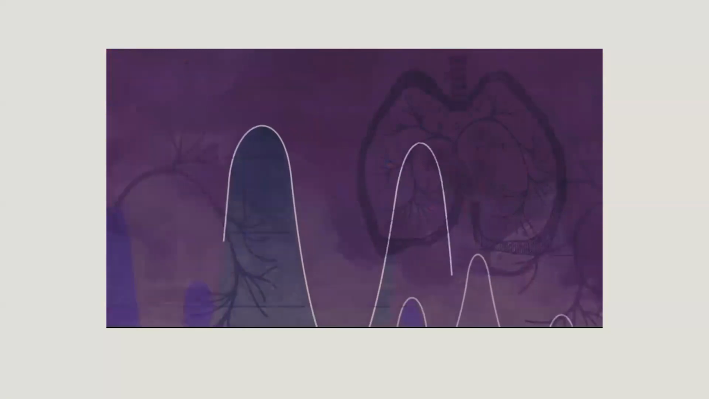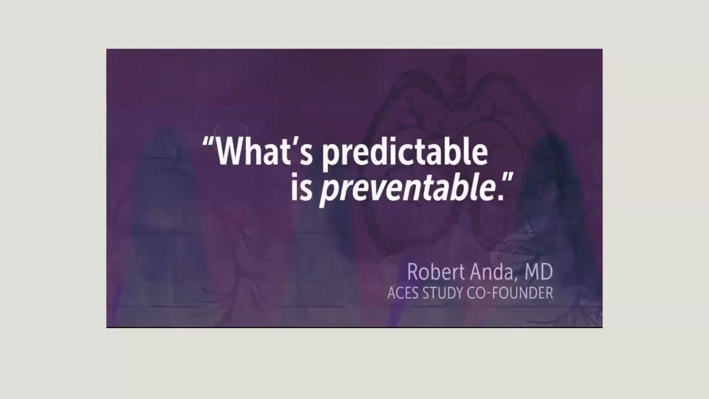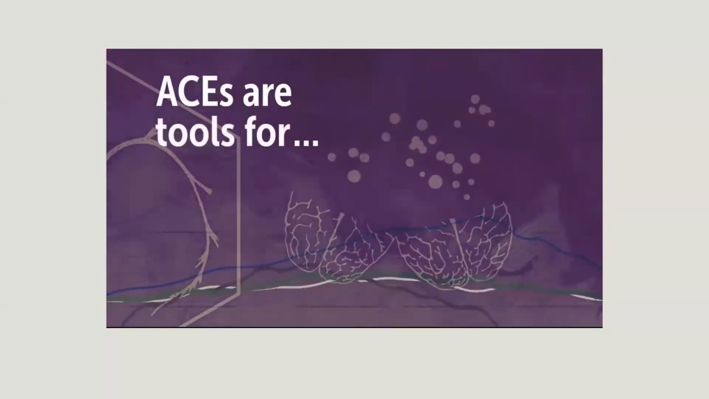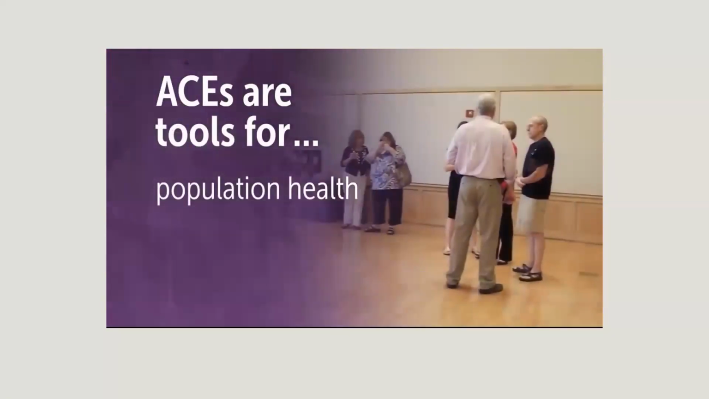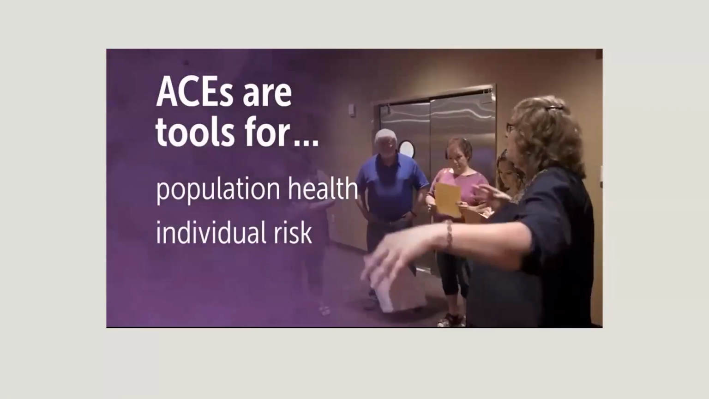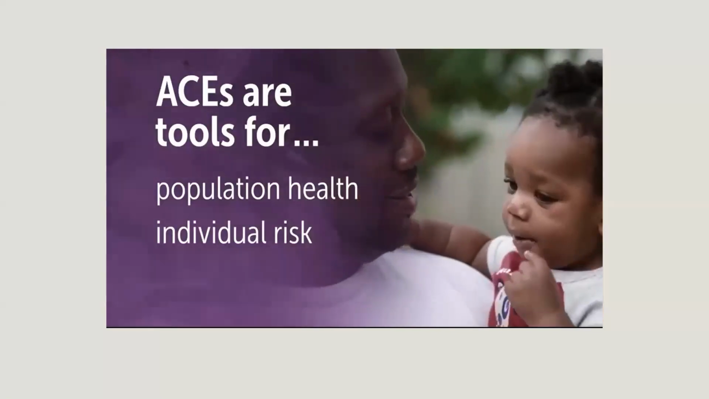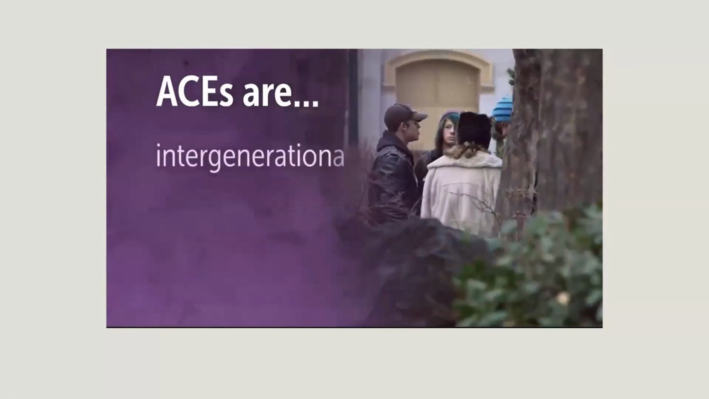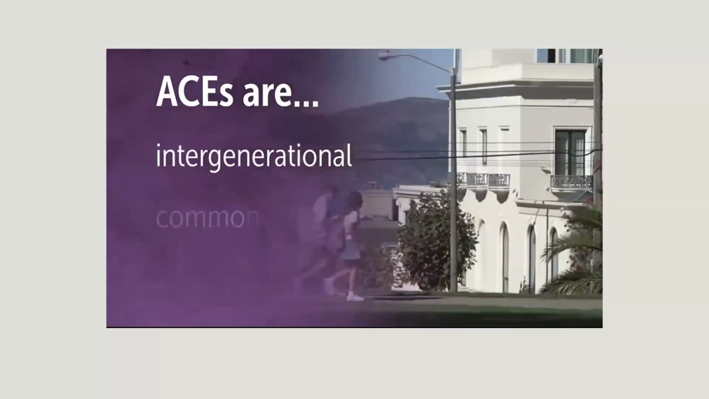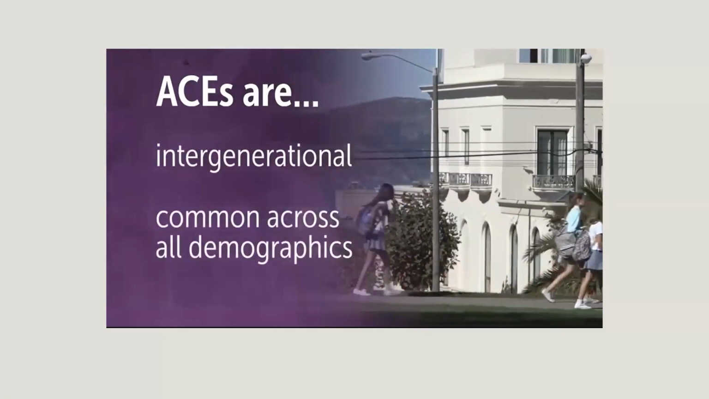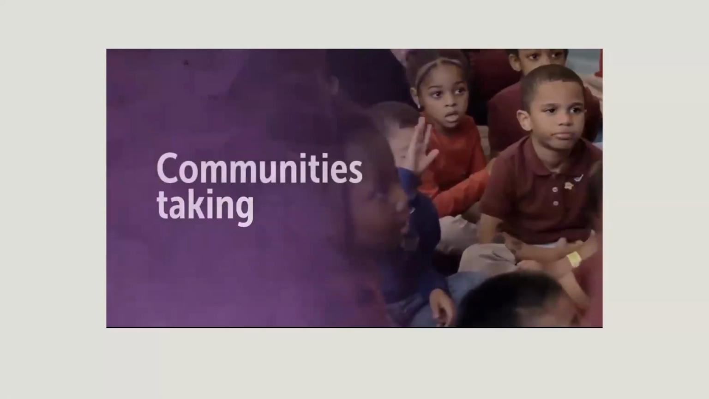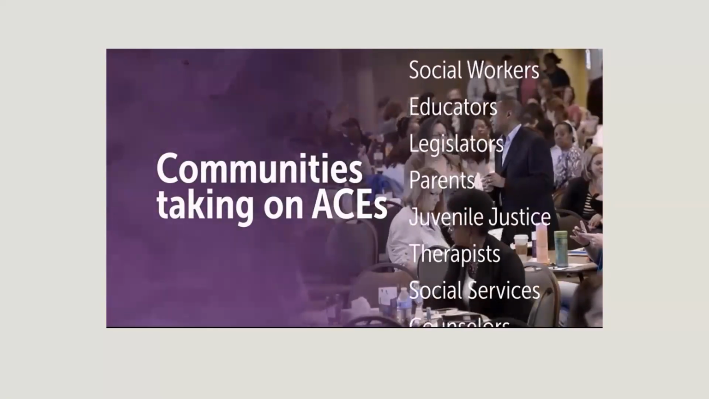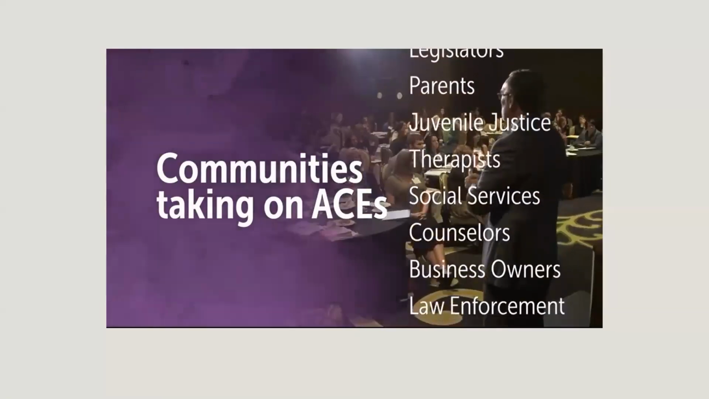As Dr. Robert Anda says, what's predictable is preventable. It's important to remember that ACEs are not destiny. ACEs are a tool for understanding the health of a population as a whole. For individuals, an ACE score can be a tool for understanding their own risk for health and social problems, and empower them to make changes for themselves and their children. ACEs tend to get passed down from generation to generation and are common across all income levels, races, and cultures. But increasingly, people of all different professions and backgrounds are coming together to discuss how ACEs affect their communities. They're finding new ways to treat and prevent ACEs.